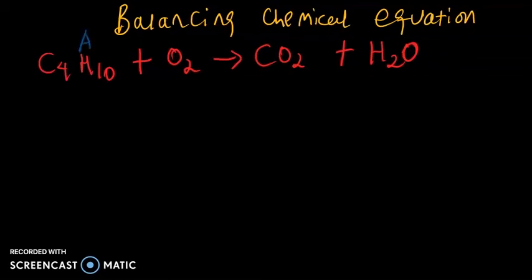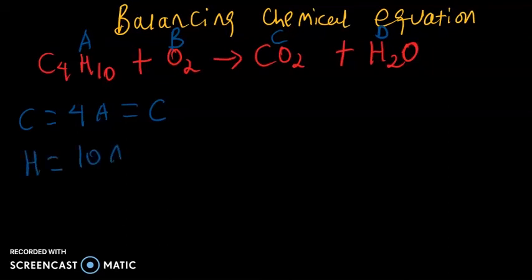A. You can do it by yourself and then cross-check your answer in the end. A, B, C, D. So for carbon, how many carbons do I have? 4 carbons, so I'll put 4A. And I don't have any carbon in B, but I have a carbon in C, so C becomes 1 or 1C. And for hydrogen, I have 10 hydrogen in A.